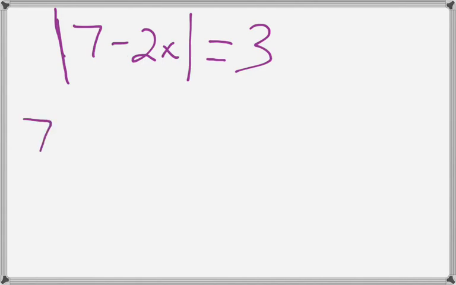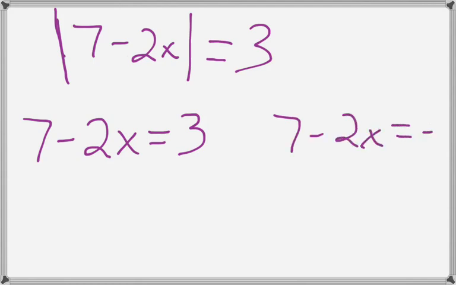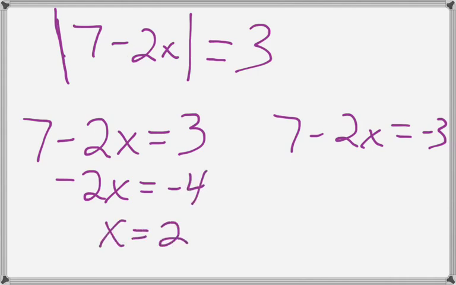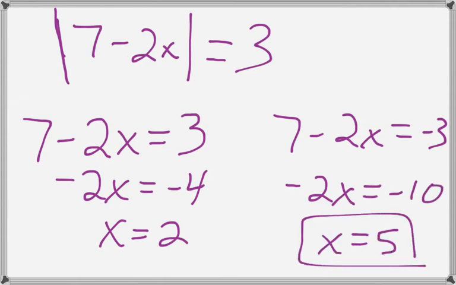So in other words, the stuff inside the absolute value is either equal to 3 or it's equal to negative 3. So those are the two possibilities. If we solve each of these equations for x, then we'll have our two solutions. So the two solutions are 2 and 5, and you can check those.